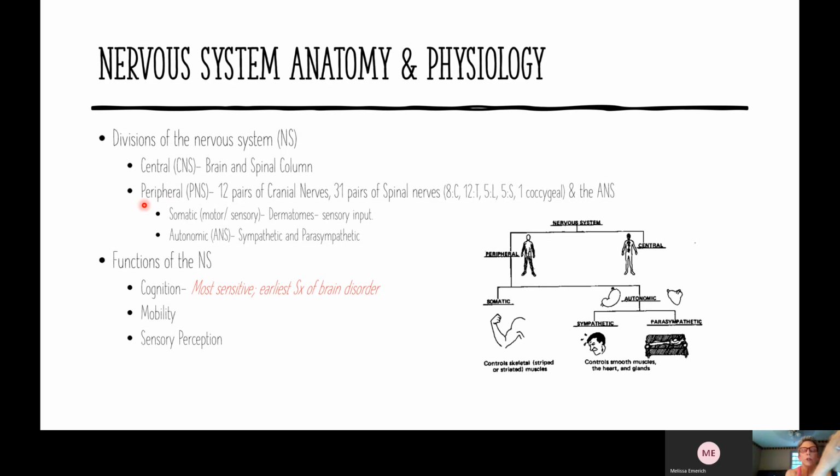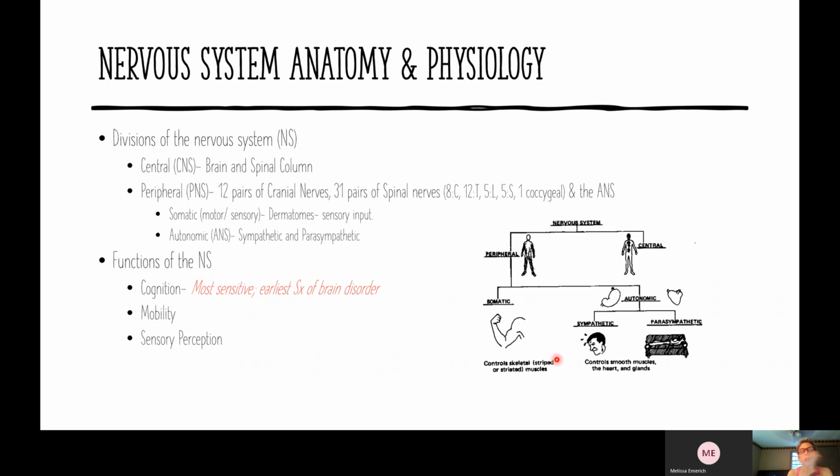Then we're going to take the peripheral and break it down into 2 categories: somatic, which has to do with the motor and sensory, and then the autonomic. And that's where the sympathetic and parasympathetic systems come in, okay? We'll talk about each of those. We're going to break them down significantly, and it's going to make a lot of sense to you.